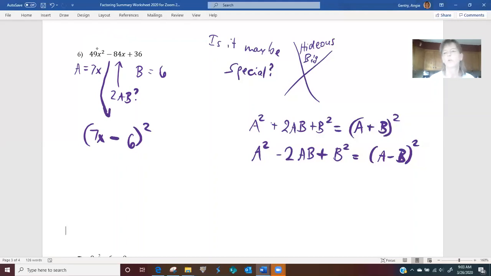You can do this one over the top where you split the middle. You would end up finding that this is a 42 and a 42. The problem is, it's a negative because that's a negative 84, etc. But you wouldn't normally see this very easily. So I'm trying to help you out here. If it gets big, think, is it maybe special?